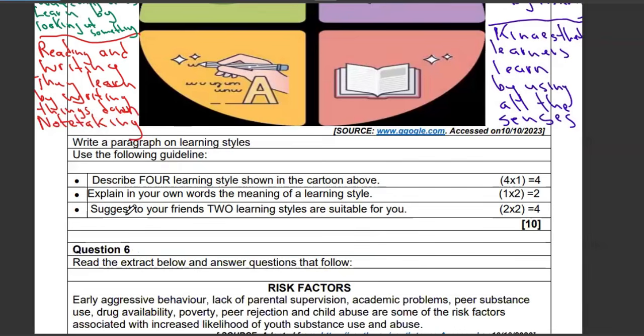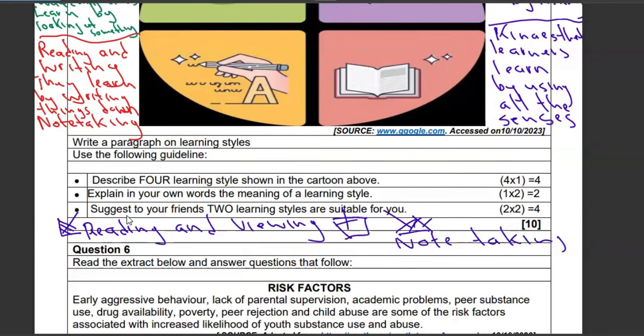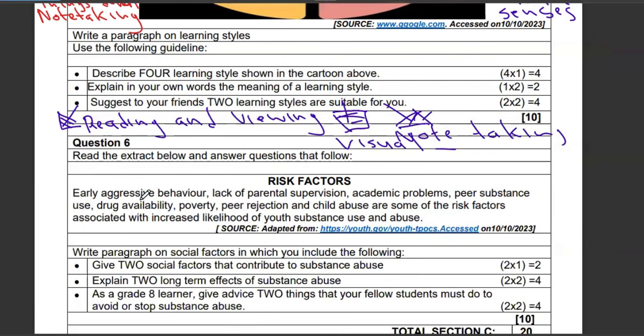Now suggest to your friends 2 learning styles that are suitable to you. This is optional, depending on your abilities. For example, personally, I prefer reading and viewing. In addition to this, I also prefer note taking. At the same time, I'm also good at learning visually. It depends on what works well for you.